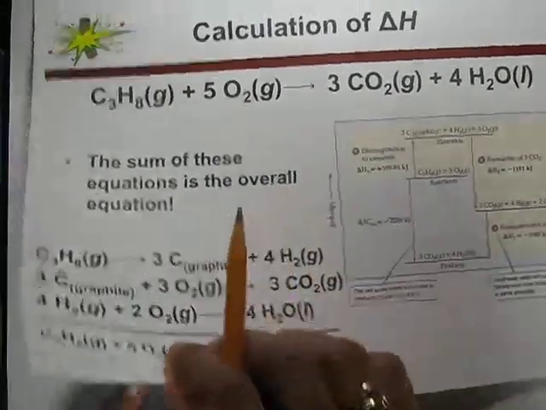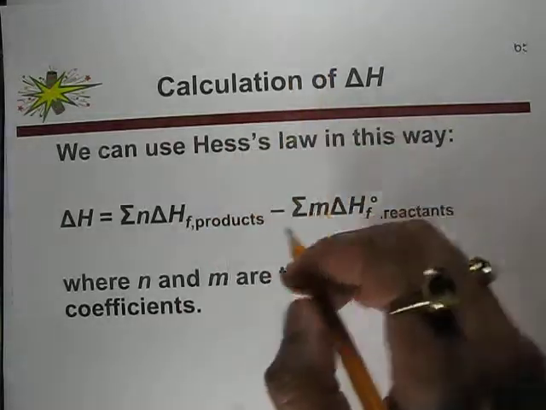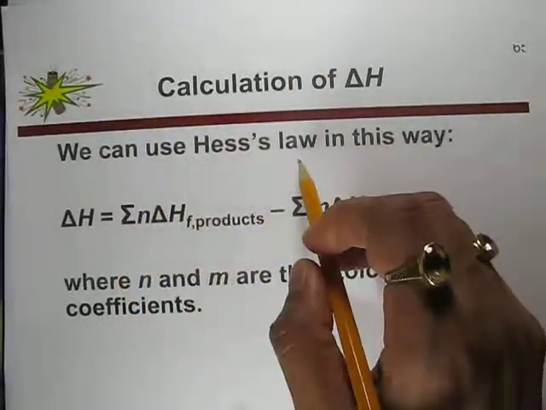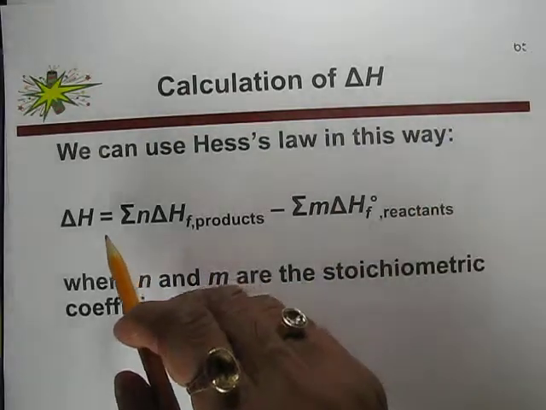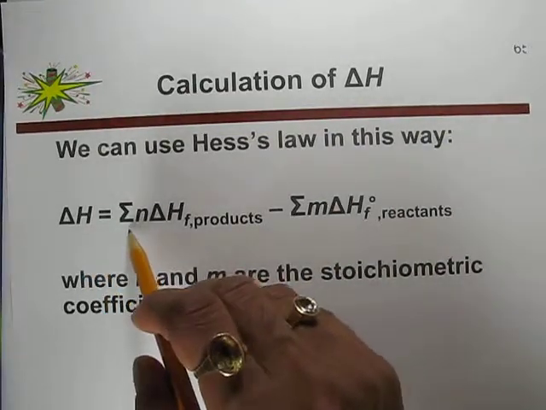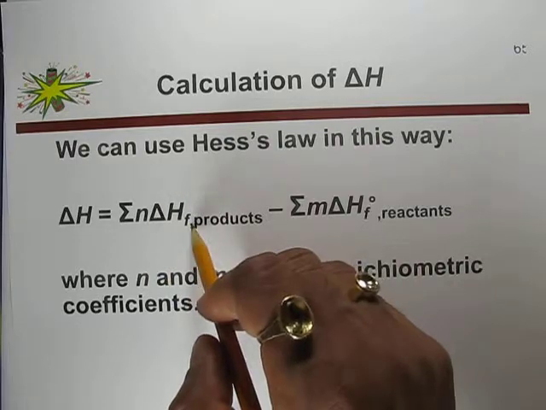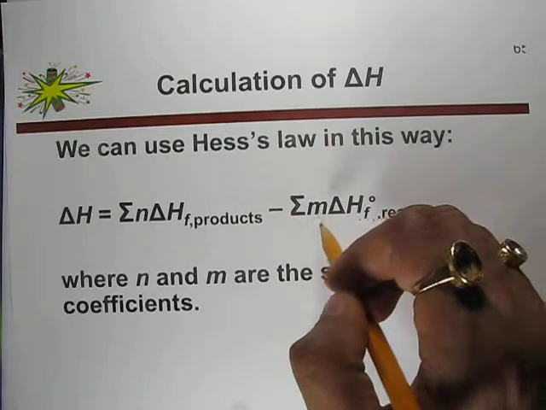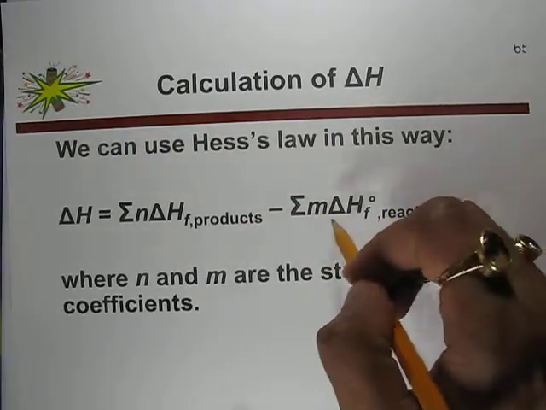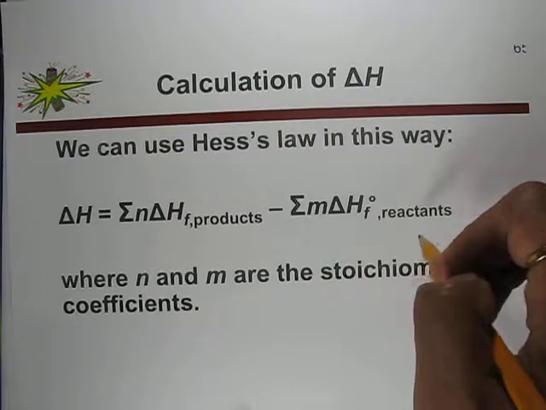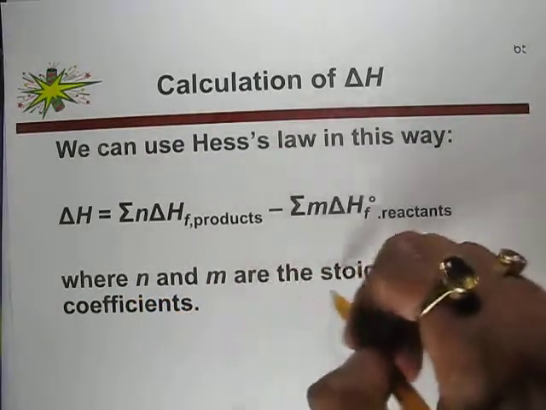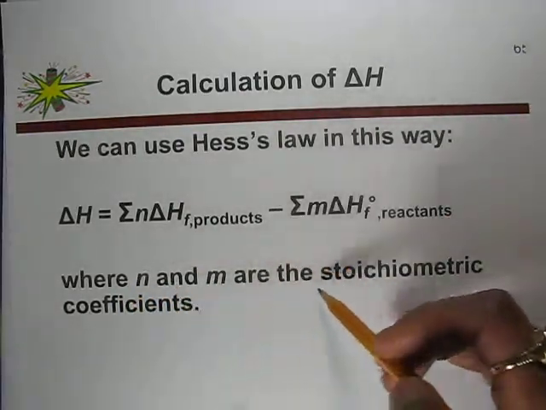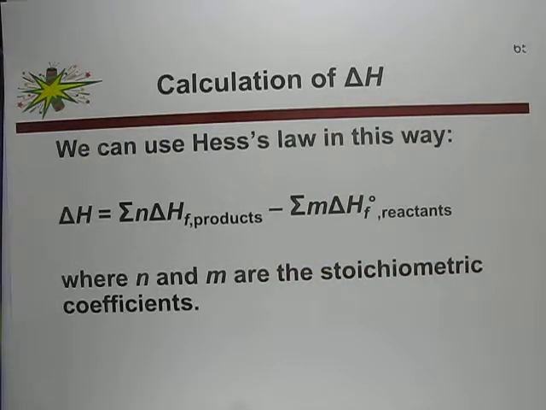So we will use Hess's law, and again we can use Hess's law in this way, that the heat of formation will be the sum of the number of moles times the enthalpy of formation of products minus the enthalpy of formation of reactants with the total number of reactants, and small n and m are the stoichiometric coefficients.